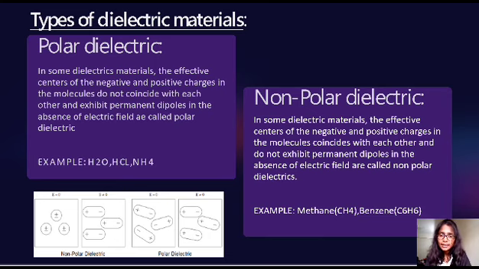Next, let us learn about non-polar dielectrics. In non-polar dielectric materials, the effective centers of the negative and the positive charge in the molecule coincide and do not exhibit a permanent dipole in the absence of an electric field. That is known as a non-polar dielectric. Examples are methane, benzene, CH4. In polar dielectrics, they exhibit permanent dipoles. In non-polar, they do not exhibit a permanent dipole.